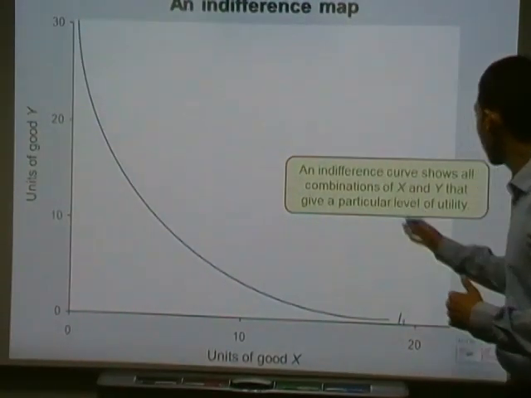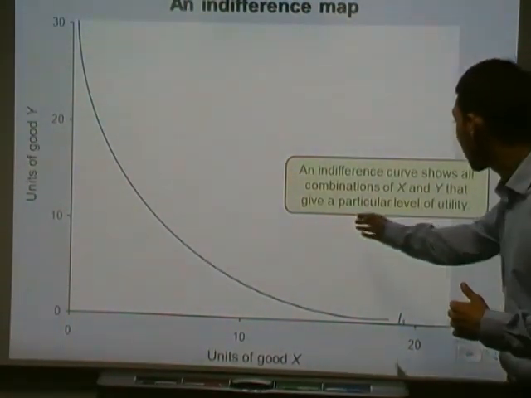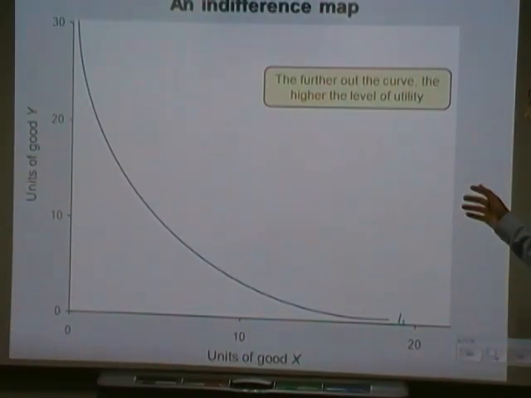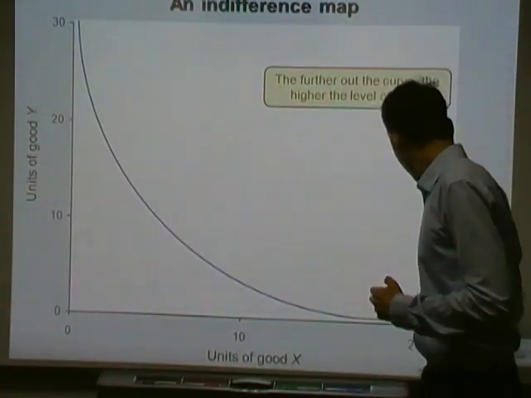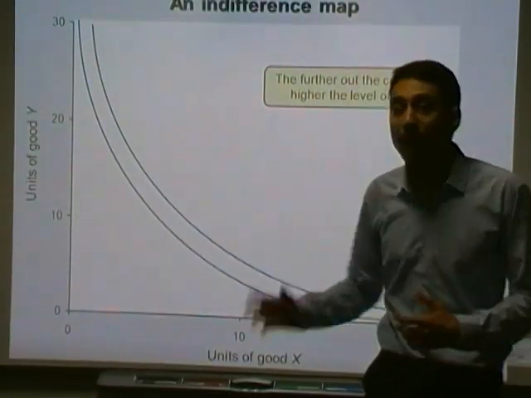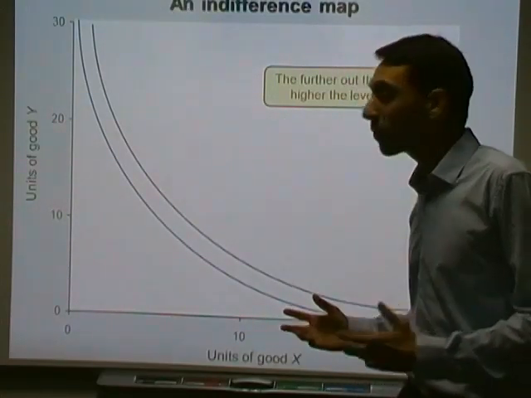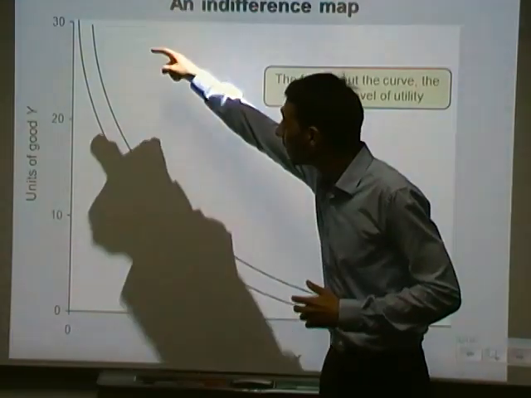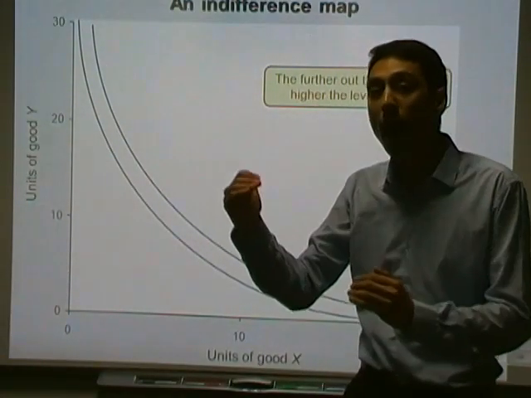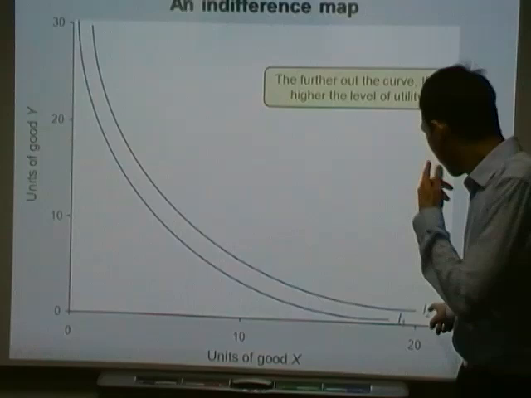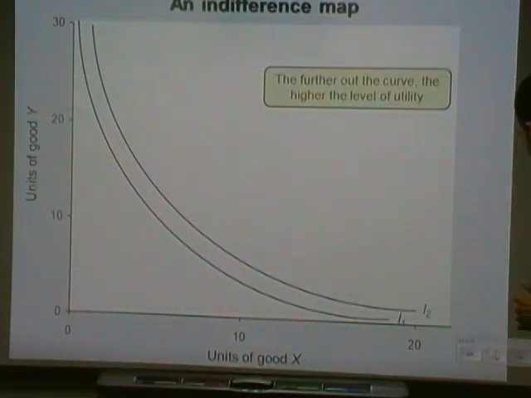Now, an indifference curve shows all combinations of x and y that give a particular level of utility, which we have seen. And now, the further out the curve, the higher the level of utility, right? So if I have a point which has more of x and y both, then I am going to be more satisfied than the earlier case. And all these points of the new higher level of satisfaction will give me this new IC, which we are calling I2, right?